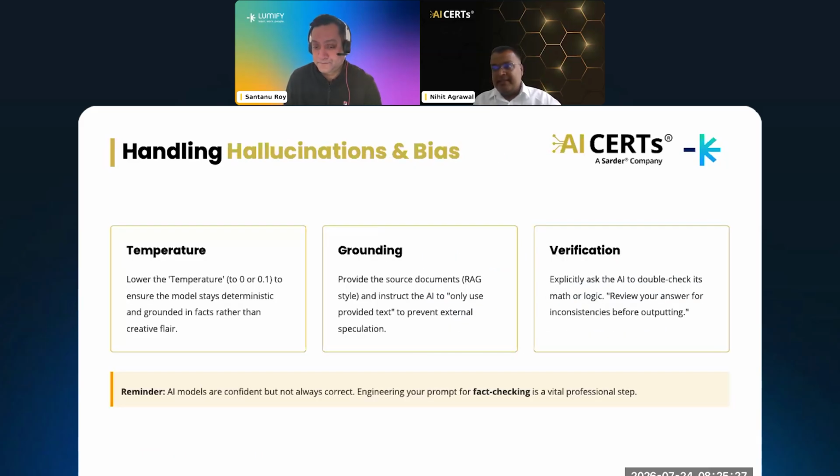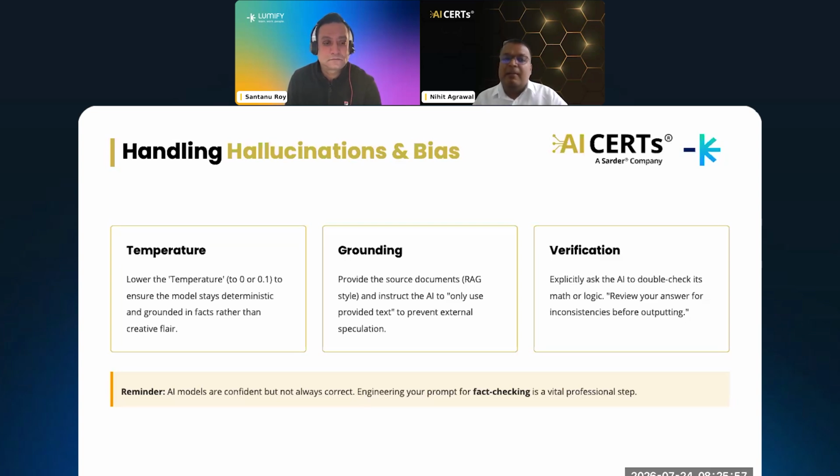Next, till here we have seen what all we can do with it. But the important thing is how we can generate more reliable outputs. Because one of the biggest misconceptions about AI is that if it sounds confident, it must be correct. But in reality, AI can sometimes provide answers that sound convincing but contain inaccuracies. And that's why prompt engineering becomes essential.